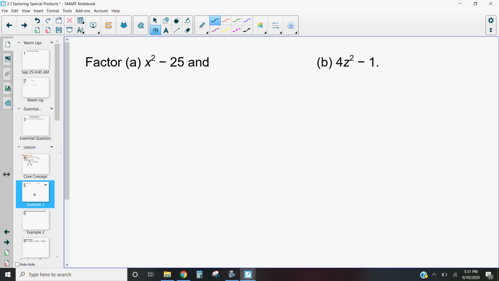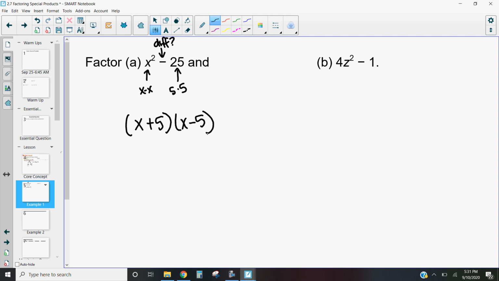So the first one is x squared minus 25. I'm going to ask myself, is it a difference? Well, yes. And x squared can be written as x times x, and 25 can be written as 5 times 5. So what does that mean? That I can actually factor this instead of having to do my x method. When I see these two terms, I'm going to do an x plus 5 times an x minus 5.